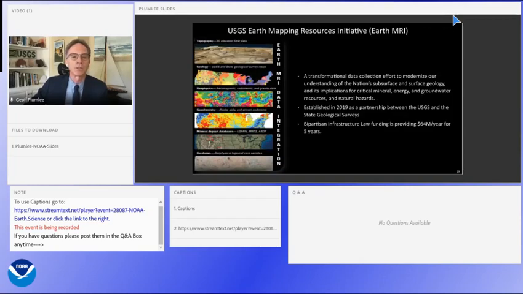So this Earth Mapping Resources Initiative, or Earth MRI, was instituted a few years ago and was greatly boosted by funding from the bipartisan infrastructure law. And it's an effort working with the states to modernize our understanding of the nation's subsurface and surface geology and topography and its implications for critical mineral, energy, groundwater resources, and natural hazards. So we're collecting new data on geology, geophysics, geochemistry, mineral deposit databases, core holes, things like that, and topography as well.